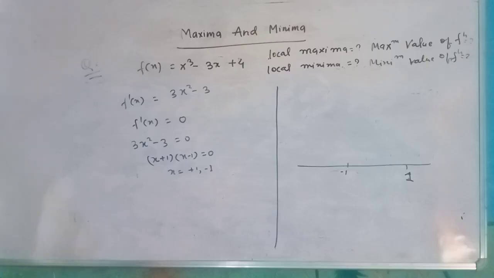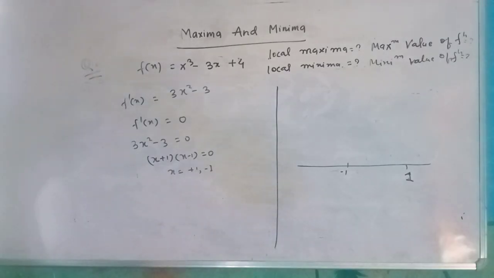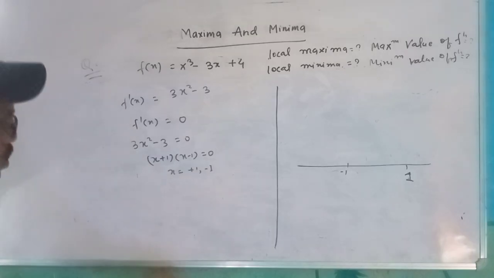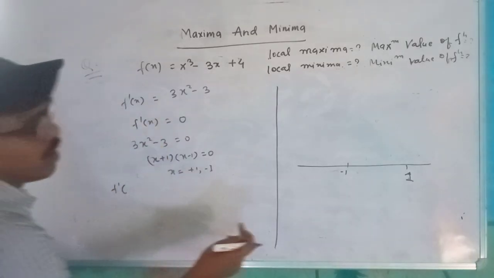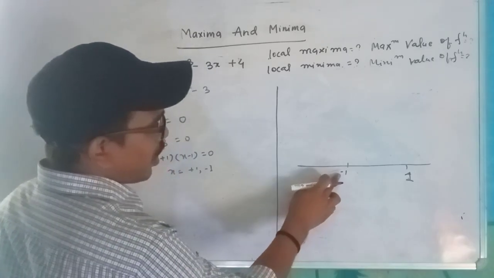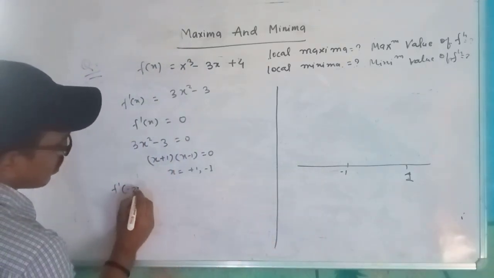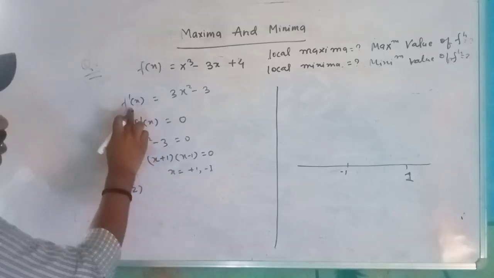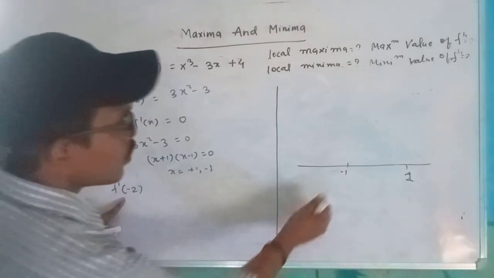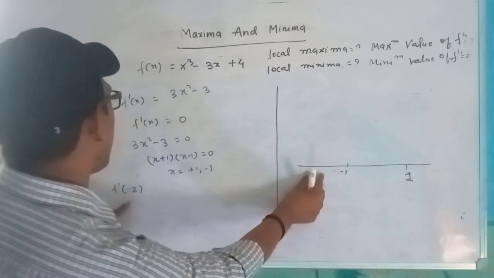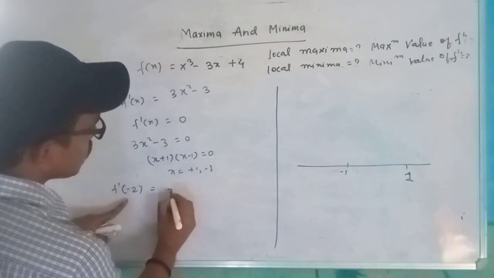So how can we calculate it? Now let's try to find the value of the derivative at a point before minus 1. Let's check the sign, which is represented in the slope. So we are just taking the sign of the slope before the point minus 1.